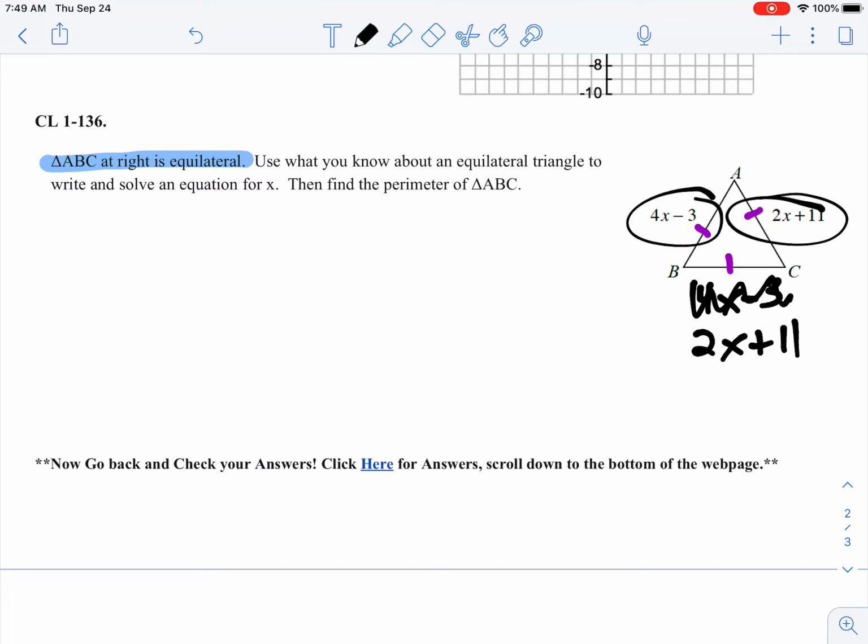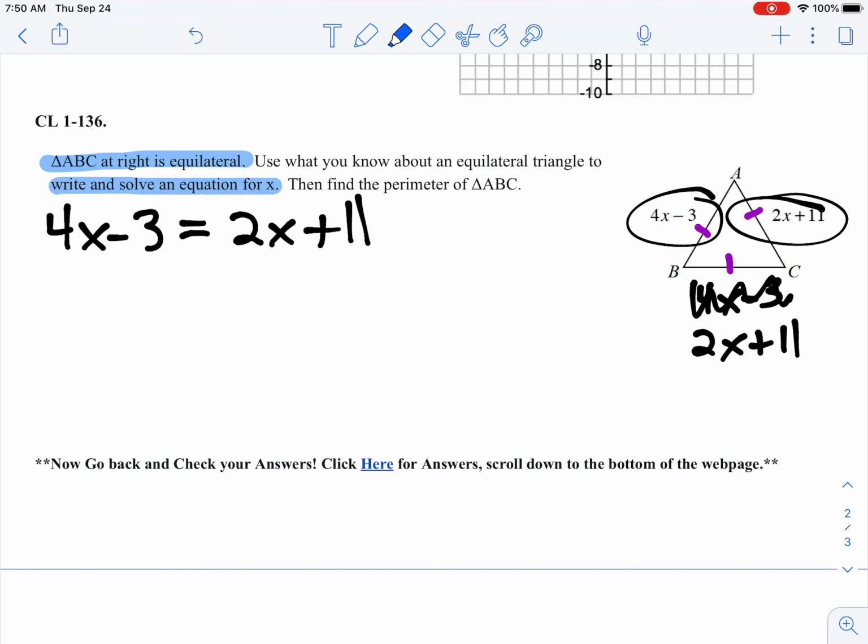Since these two side lengths are equal to one another, we can write an equation saying that those two expressions should equal each other. So that's where I would start. I would say 4x minus 3 should equal 2x plus 11. Since it's equilateral, all of the side lengths have to equal one another, which means 4x minus 3 should equal 2x plus 11.